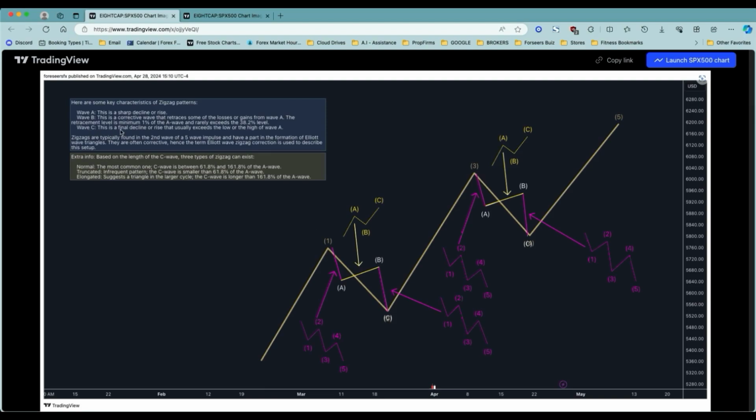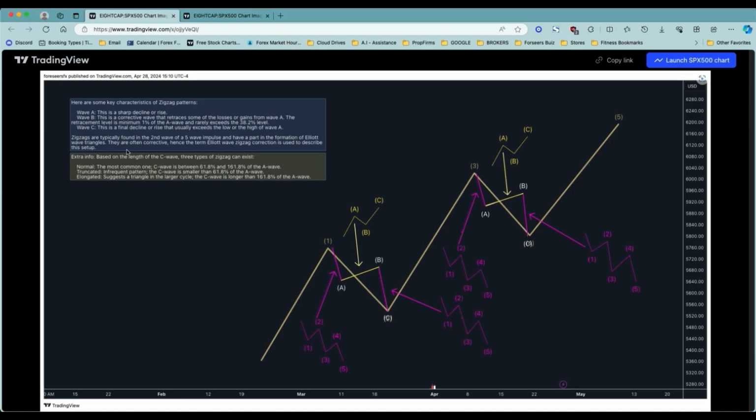I'm assuming the 38.2 Fibonacci level. Wave C, this is a final decline or rise that usually exceeds the low or the high of wave A. So as you can see, it exceeds the low point of wave A because the corrective wave is in a downtrend. Now you don't need to use your Fibonacci tool for this part. I don't use them. I just mark them up because I know that at the end of the day, it's probably touching some kind of Fibonacci point. So it doesn't really matter to me.